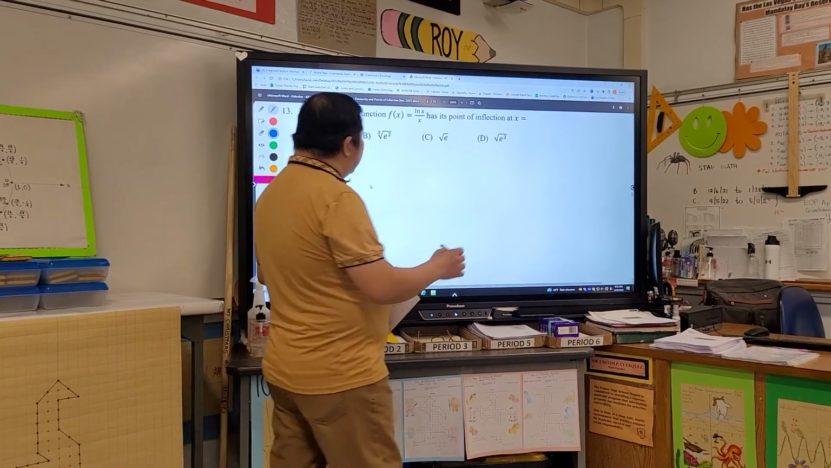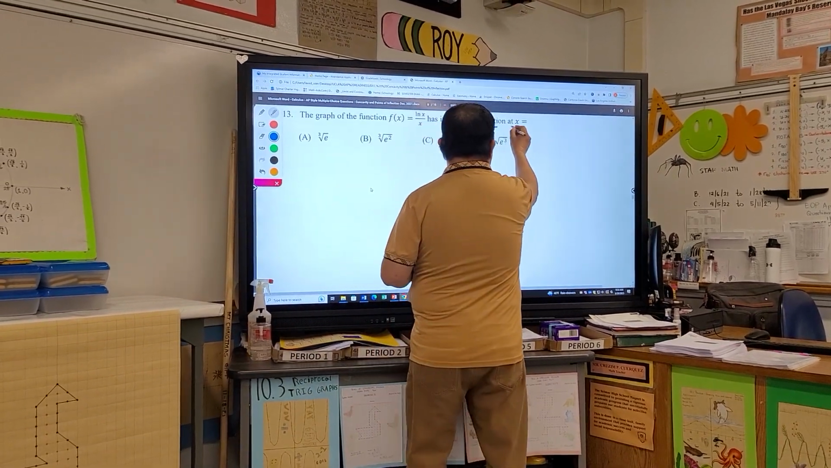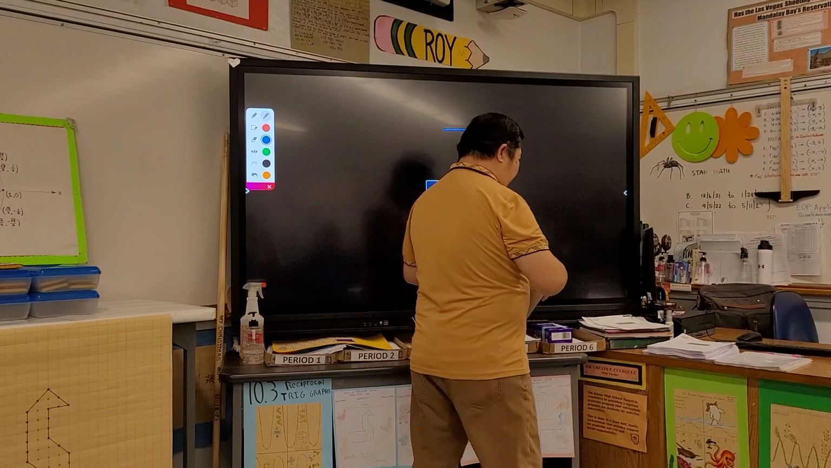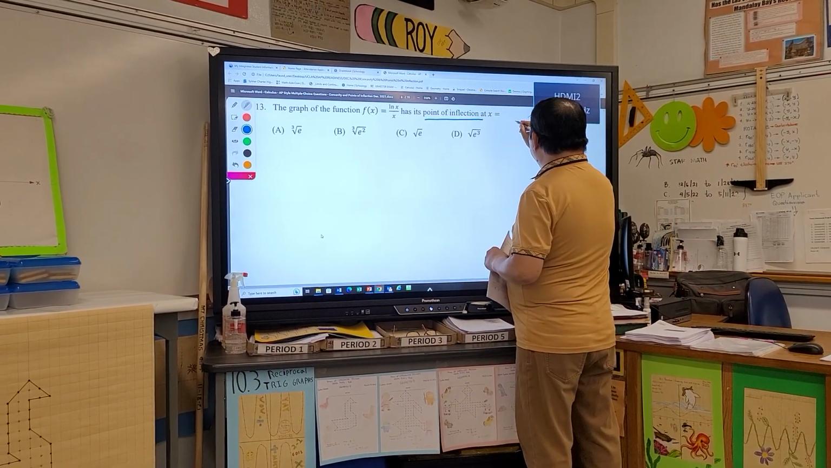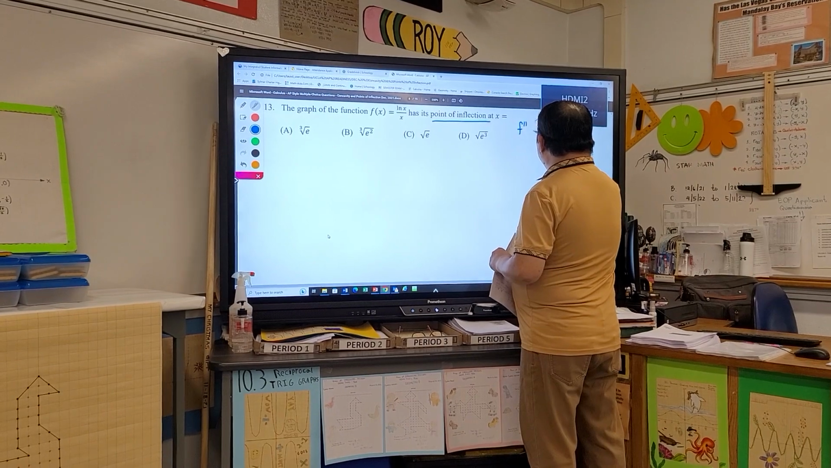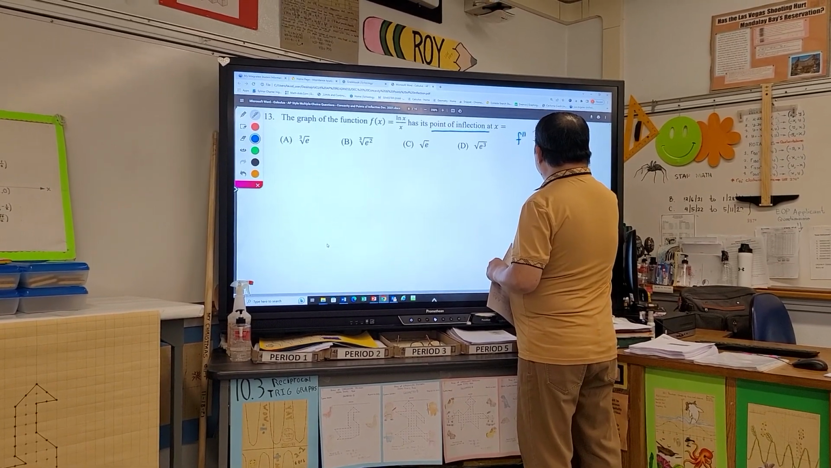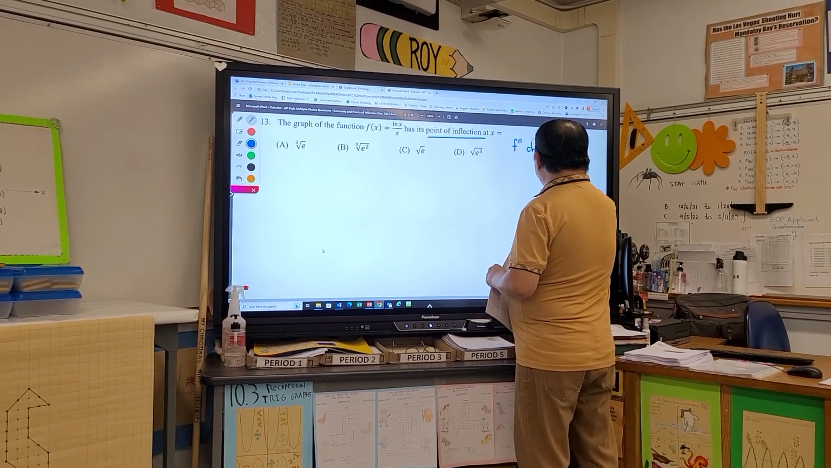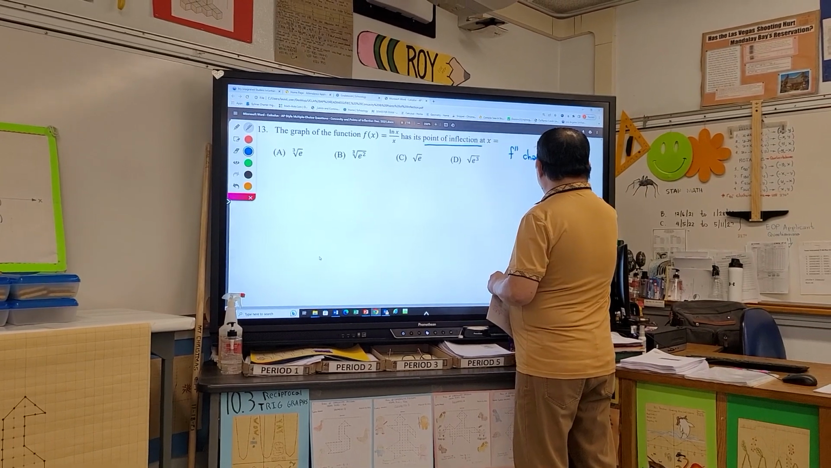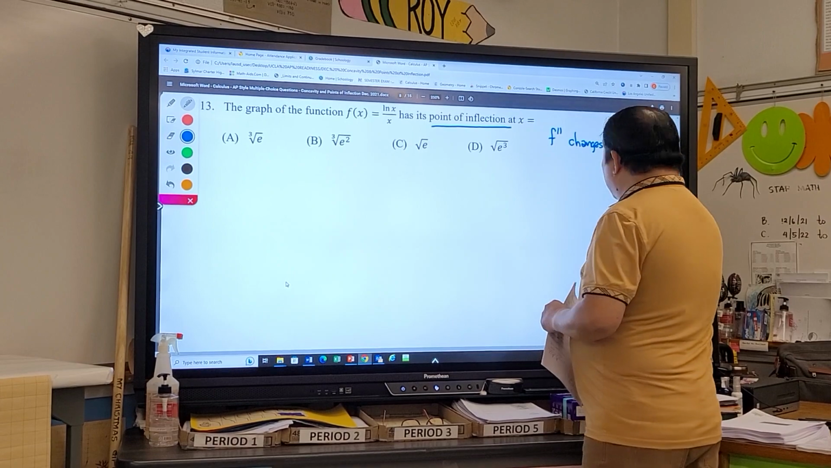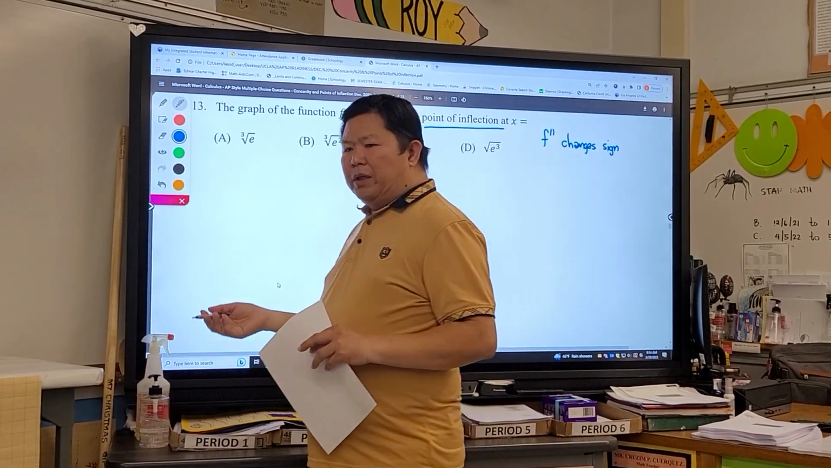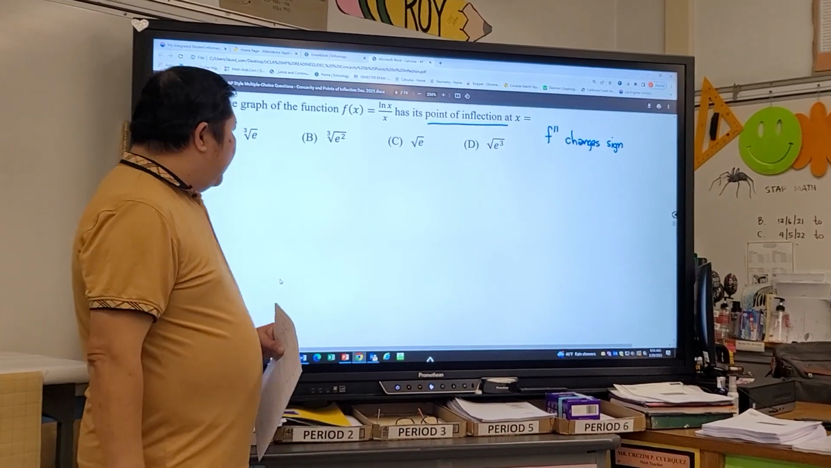So point of inflection implies that f double prime of x changes sign. So the sign could be negative to positive or positive to negative.